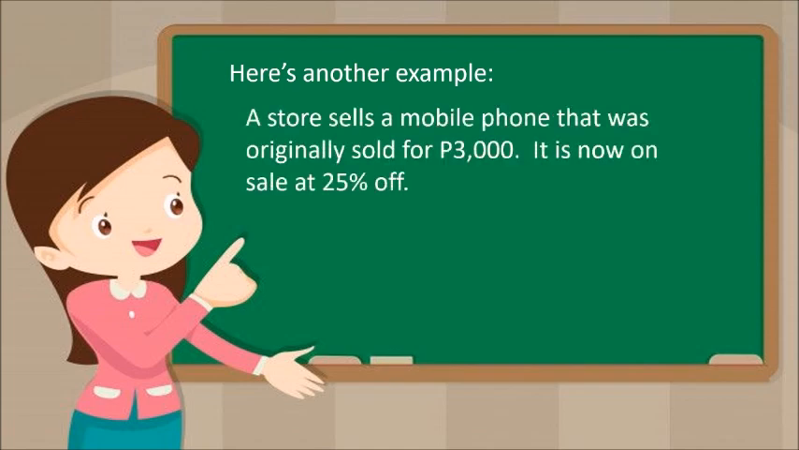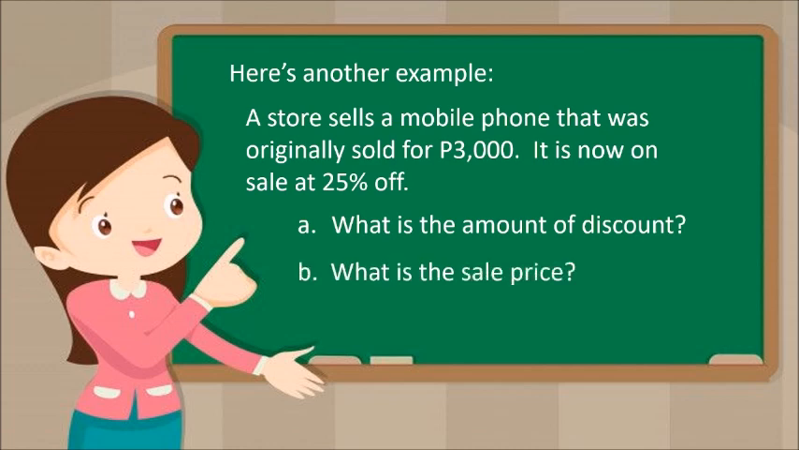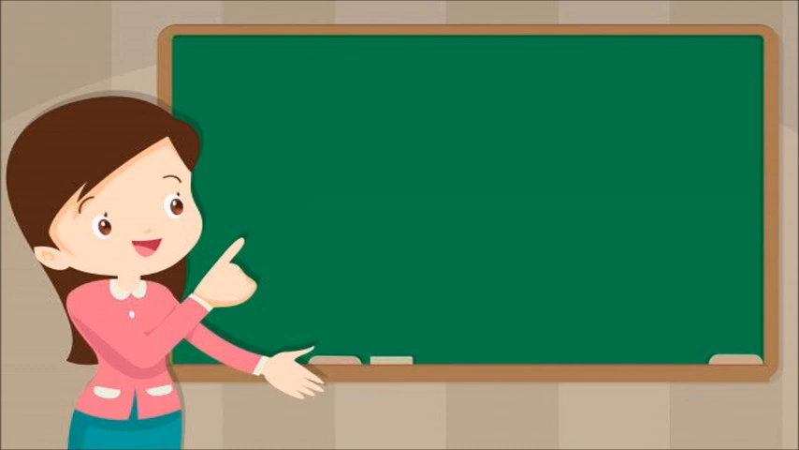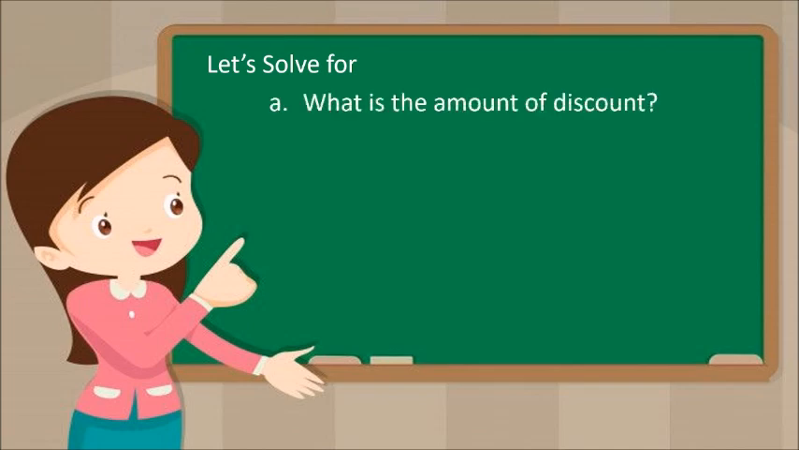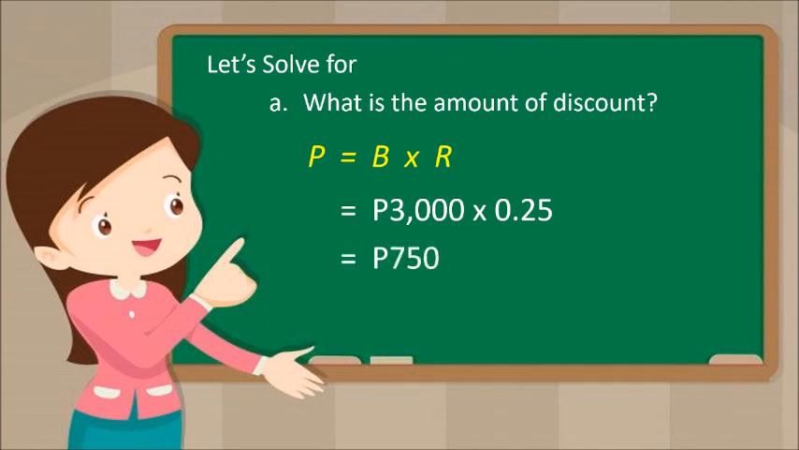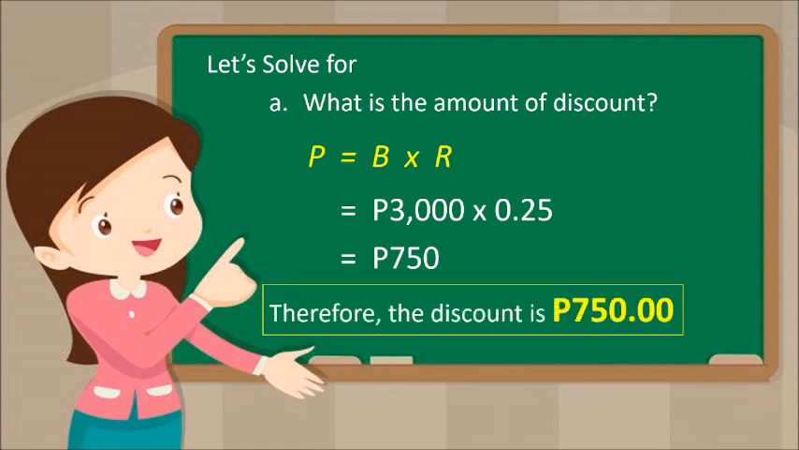Here's another example. A store sells a mobile phone that was originally sold for 3,000. It is now on sale at 25% off. What is the amount of discount? What is the sale price? Okay, solve first for the amount of discount. P is equal to B times R, where 3,000 times 0.25. So the discount price is 750 pesos.